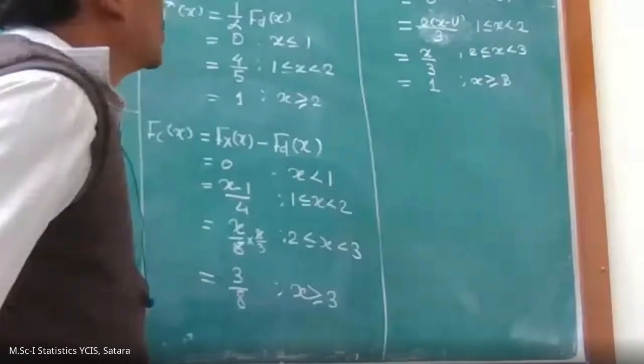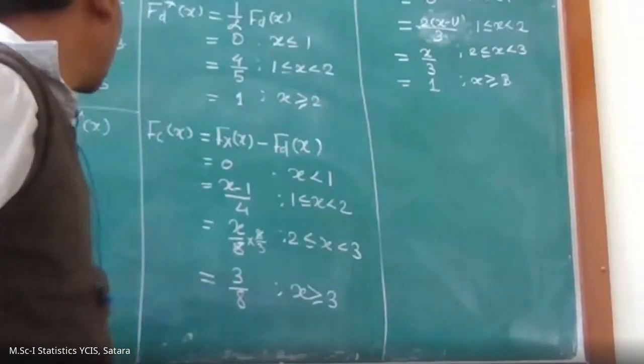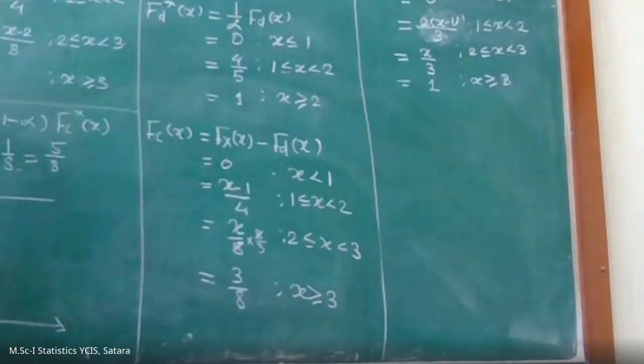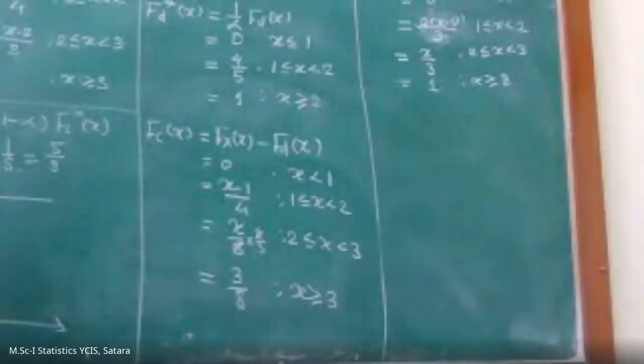Okay, हो. So here we have to get the value of f_d star of x and f_c star of x. Therefore, f of x is equal to alpha into f_d star of x plus (1 minus alpha) into f_c star of x. Okay. Then what is the final answer of f of x?